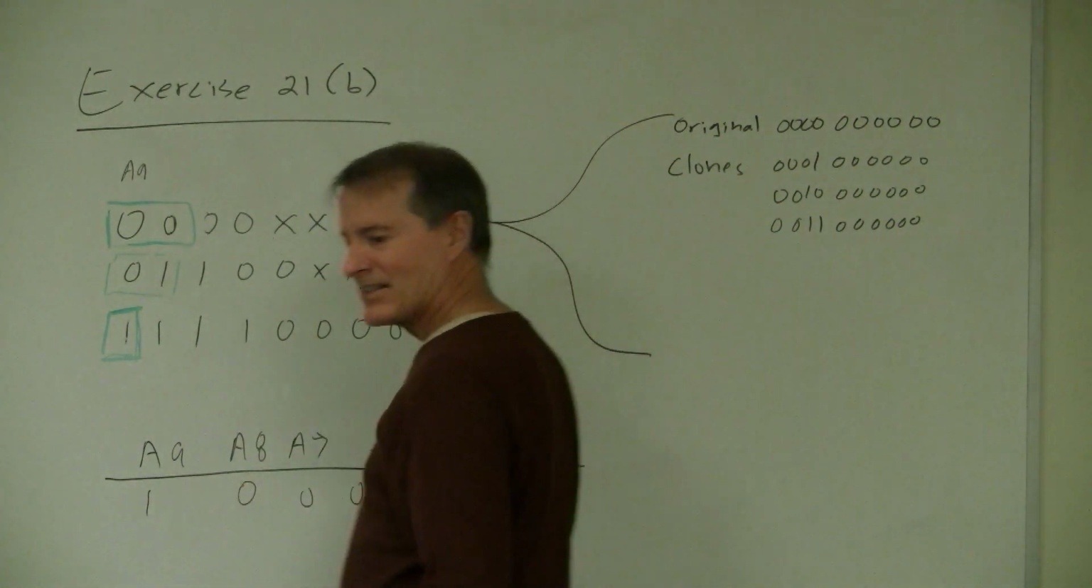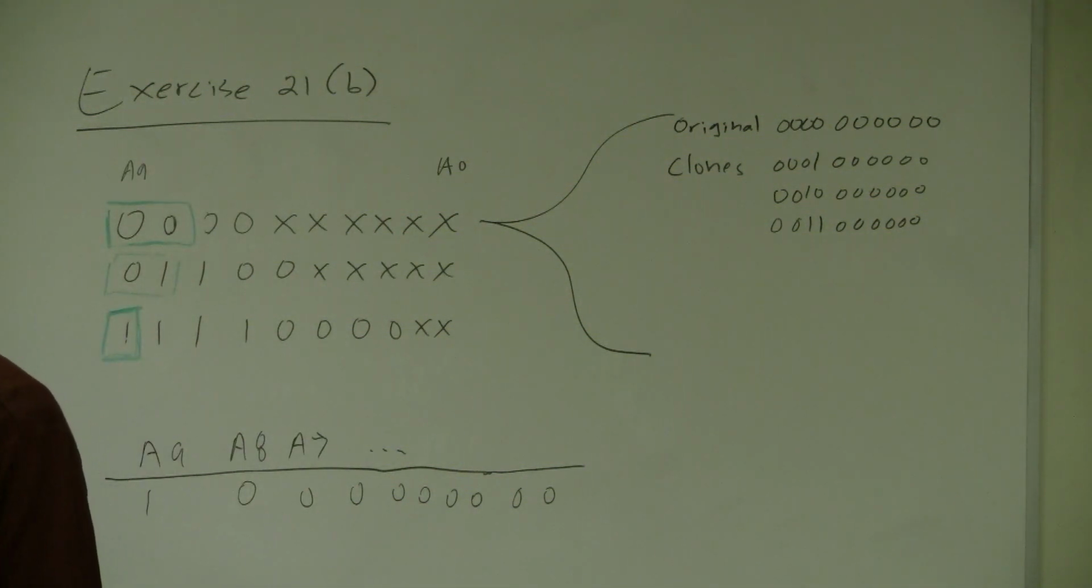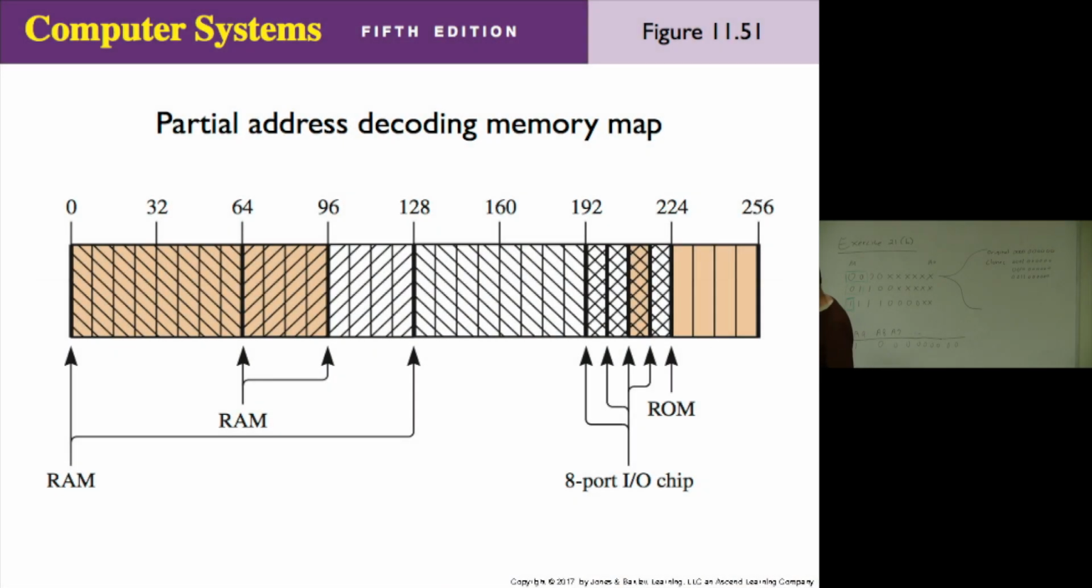That's what happened in this example. Look at figure 11.50: the 8-port I/O chip was at this address in the middle, and the clones were to the left and to the right. Whereas here on figure 11.50, the original RAM was here, and then there was a clone. The clone for the RAM is here, and then the second RAM was here, and its clone was next to it.